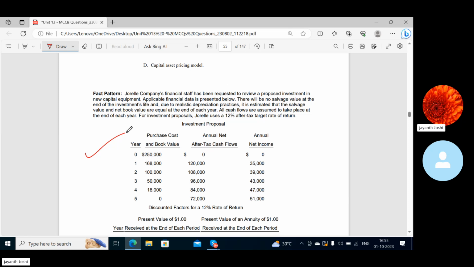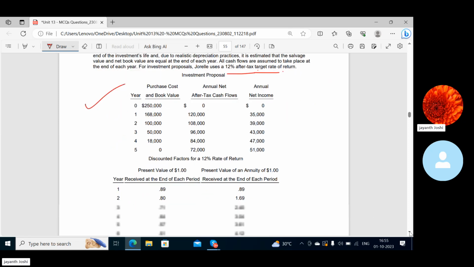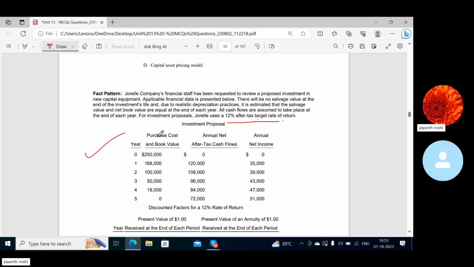So that means after deducting the depreciation, whatever book value is leftover is equal to the scrap value. All cash flows are assumed to take place at the end of each year. For investment proposals, they are estimating the returns to be 12%, that is the after tax target rate of return. They have given you the investment proposal here, the purchase cost, the annual net after tax cash flows, and the annual income.